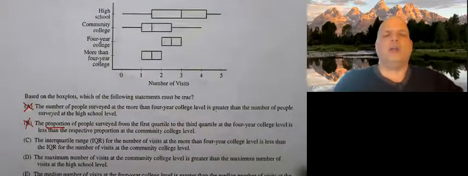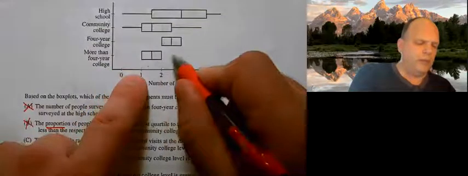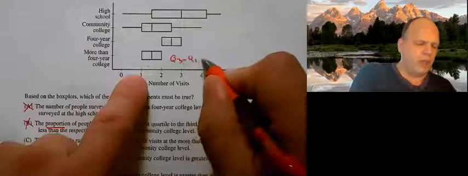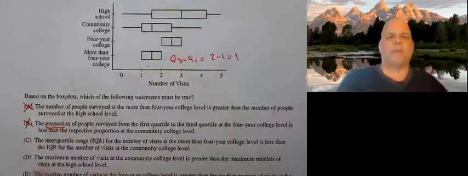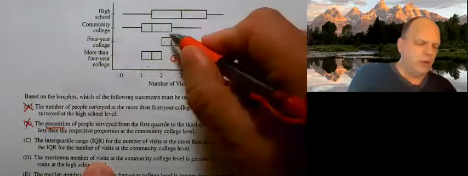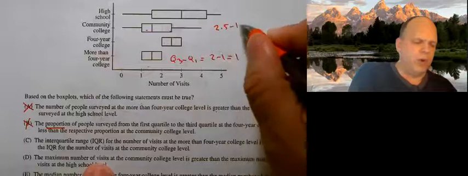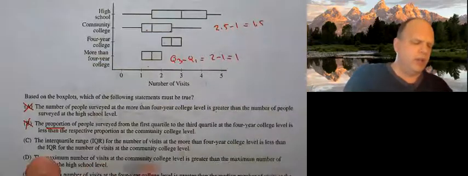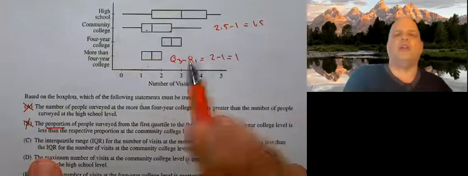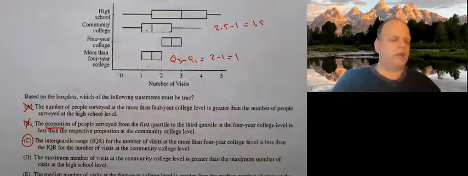The interquartile range for the number of visits for the more than 4-year, so we're looking at the more than 4-year, and the IQR here is Q3 minus Q1 equals 2 minus 1, which is 1, is less than the IQR for the number of visits at the community college. And at the community college, we have approximately 2.5 to 1. So 2.5 minus 1 is 1.5. So yes, the more than 4-year college is less than what we had at the community college. That's true. The answer to number 11 is C.